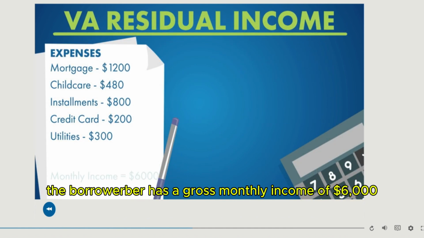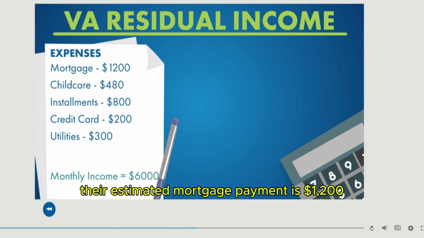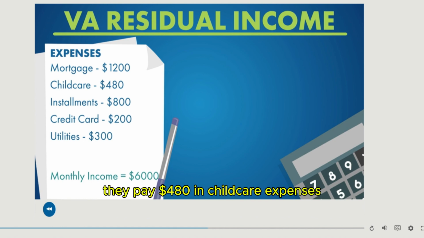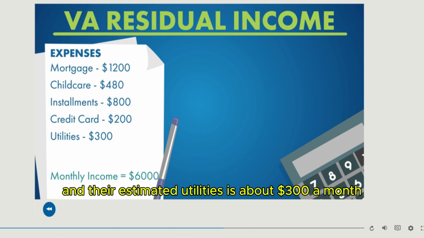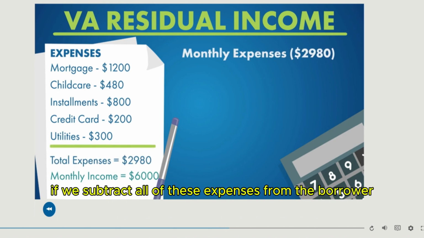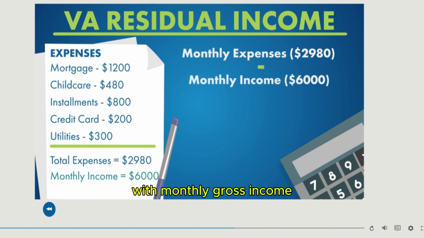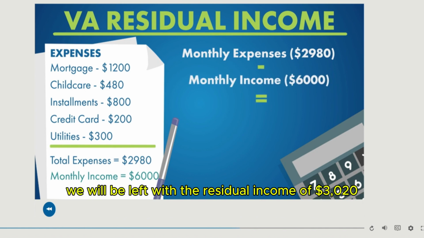The borrower has a gross monthly income of $6,000. Their estimated mortgage payment is $1,200. They pay $480 in childcare expenses, $800 in installment loans, $200 in revolving loans like credit cards, and their estimated utilities is about $300 a month. If we subtract all of these expenses from the borrower's monthly gross income, we will be left with a residual income of $3,020 before taxes.